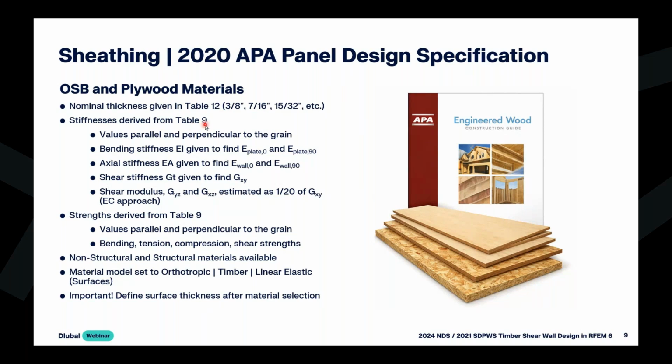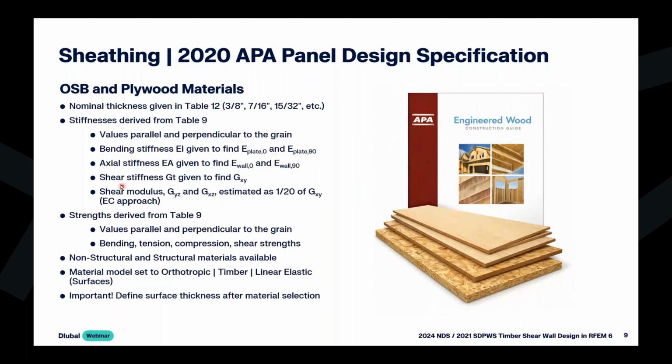And when we look at table 9 within the APA, we are given values here for the different thicknesses, both parallel and perpendicular to the grain. This is just the concept of wood, of course. We have different strengths in different directions. The bending stiffness EI was given in this table. Well, we knew what our thickness was, and we're just taking an arbitrary panel width here of 12 inches. We could back calculate, because now we know I, to determine the modulus of elasticity for bending. And this is what we denote in the program as the modulus of elasticity plate at 0 and plate at 90. So parallel and perpendicular to the grain.